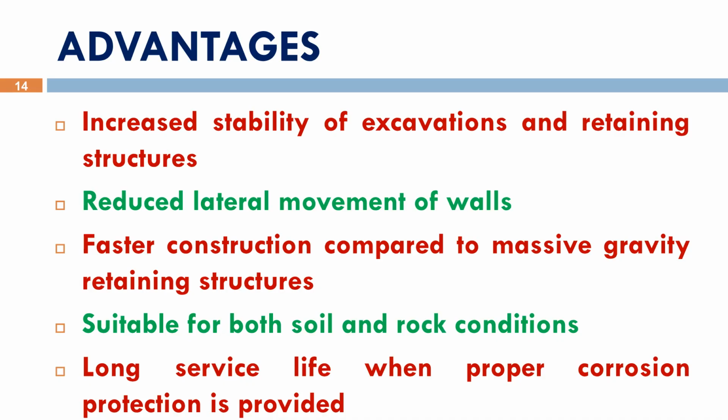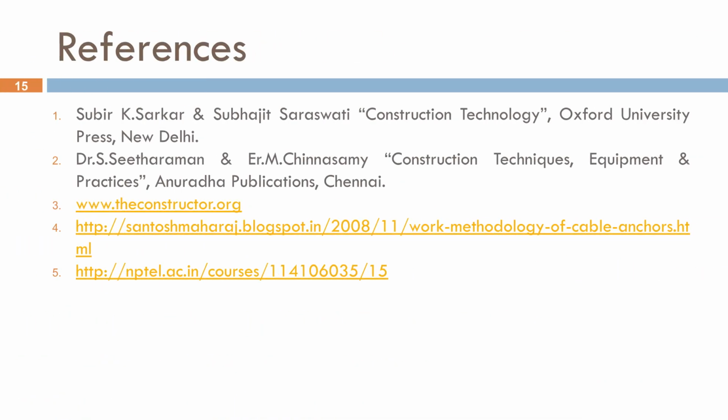With proper grouting and corrosion protection, cable anchors can provide reliable long-term performance. To summarize, cable anchoring provides the tensile resistance needed to stabilize the ground, while grouting ensures strong bonding, corrosion protection, and efficient load transfer.